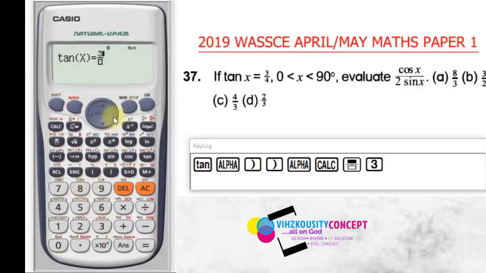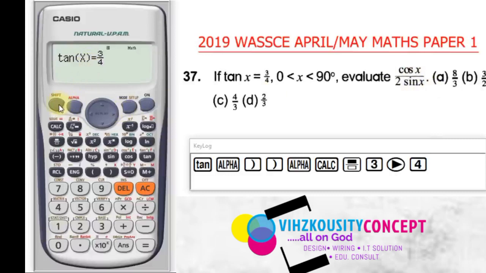So 3 as the numerator and 4 as the denominator. Okay, 3 as the numerator and 4 as the denominator. So having done that, we are to evaluate cos x over 2 sin x. But first, let's find the value of x. And to do that, we use the shift calc, which is solve.